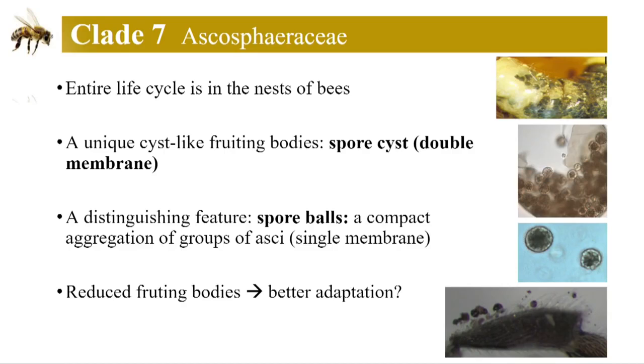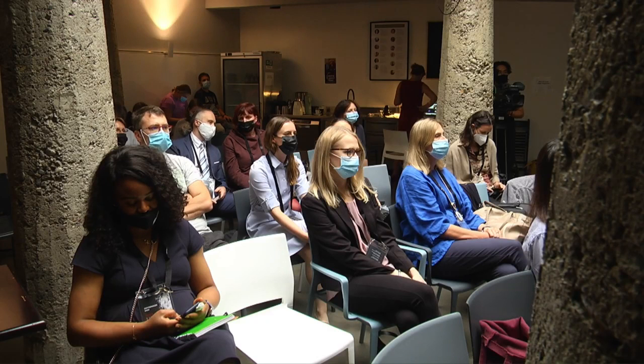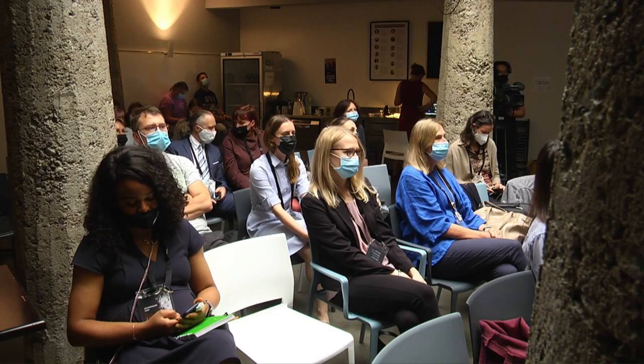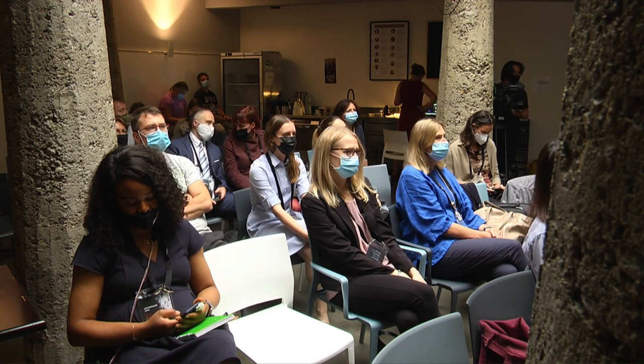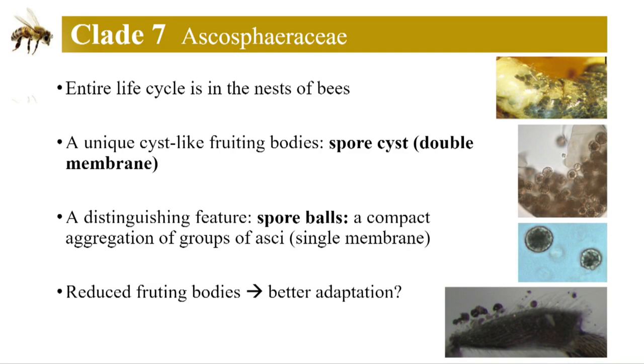And this clade, this family, is kind of unique because its entire life cycle is in the nest of bees. It's related with bees and pollen. And it has unique cyst-like fruiting bodies, which are called spore cysts. And this spore cyst includes spore balls, and the spores in the spore balls are important for their classification. And as you can see here, this structure is kind of easier to destruct and disperse. So maybe these reduced fruiting bodies could provide a better adaptation to this habitat.